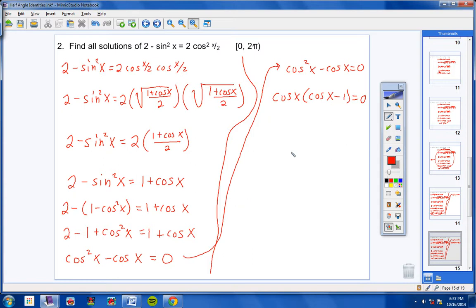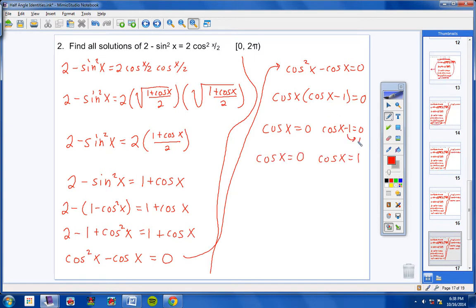And now I'm ready to take each group and set each group equal to 0. So my one group would be cosine x equals 0, and my other group would be cosine x minus 1 equals 0. Okay? So, one more page, and I'll pause and let you get caught up, okay? Now, bring your 1 over and make it positive. And now I'll pause and let you guys get caught up, okay?